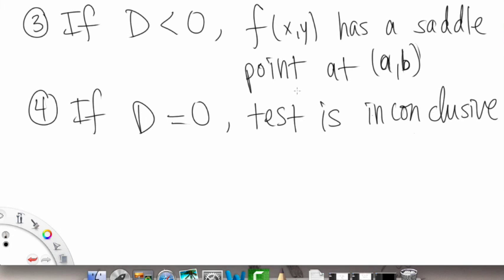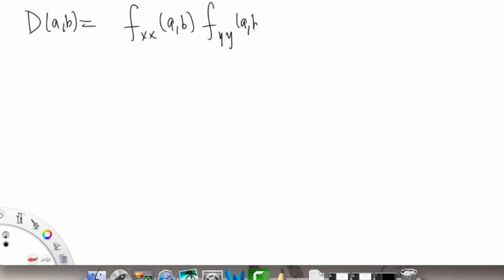Okay, so anyways, let me explain why these four statements are true. First of all, let's write down what the discriminant is again. The discriminant at (a, b) is equal to f sub xx evaluated at (a, b), times f sub yy evaluated at (a, b), minus f sub xy evaluated at (a, b), and this last term is squared.